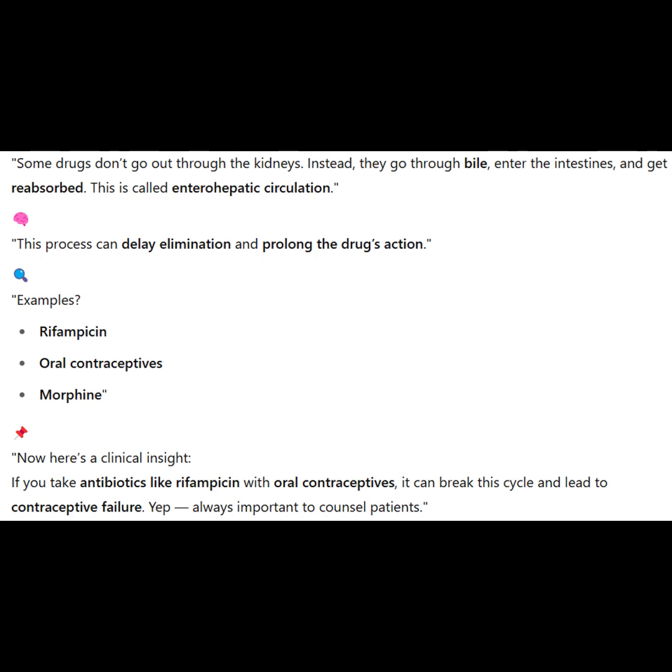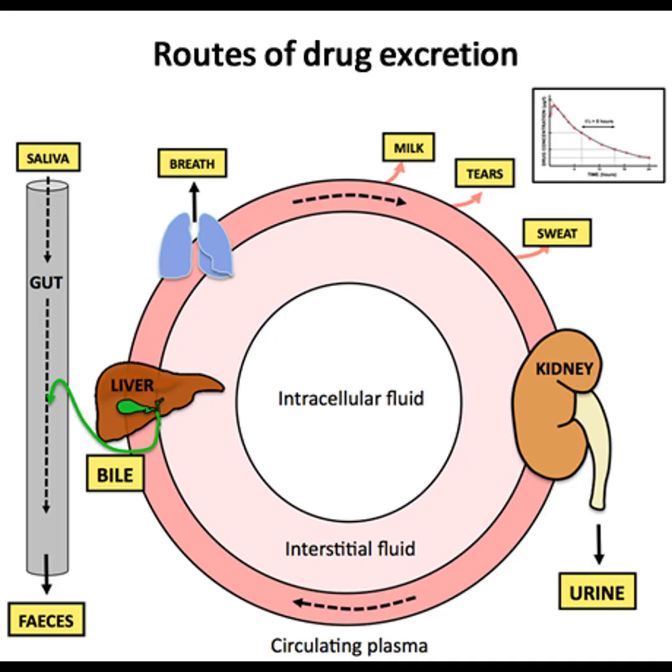Now here, a clinical significance. If you take antibiotics like rifampicin with oral contraceptives, it can break this cycle and lead to contraceptive failure. Yep, always important to counsel the patient. Coming to the next thing, that is lung excretion. Volatile drugs like anesthetics, isoflurane, nitrous oxide, are exhaled through the lungs. So no liver, no kidney, just in and out. That's why they have fast onset and offset.